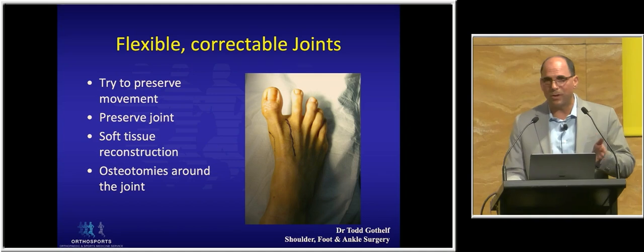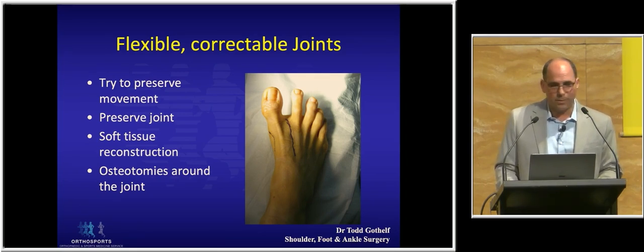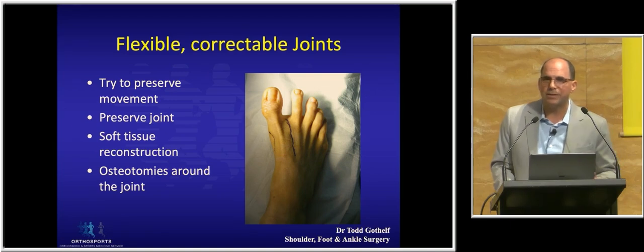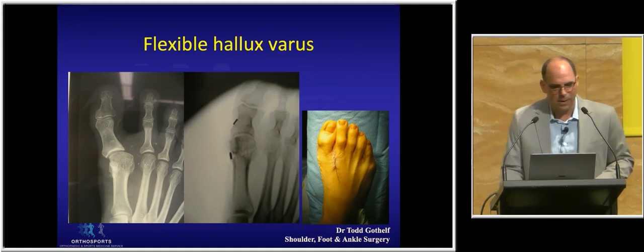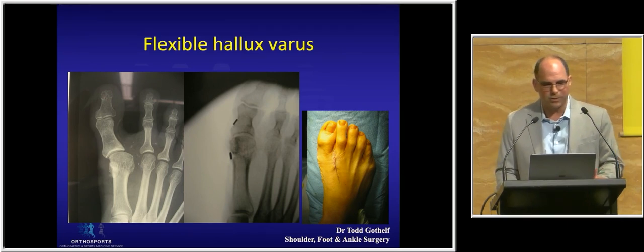So as an example, this is not the patient we're talking about, but this is just a different case for an example. Here's someone with hallux varus. In this case, the joint moved well, the joint was preserved, and so we wanted to preserve movement. So a soft tissue reconstruction would be something that might be better, or you can do osteotomies around the joint to try to preserve the joint. So in this particular case of hallux varus, this was flexible. So in order to preserve the joint, it was correctable, and a correction was made with a ligament reconstruction of the lateral ligament. And this helped to bring the toe back and preserve motion of the joint.